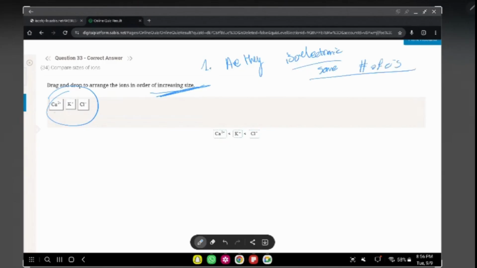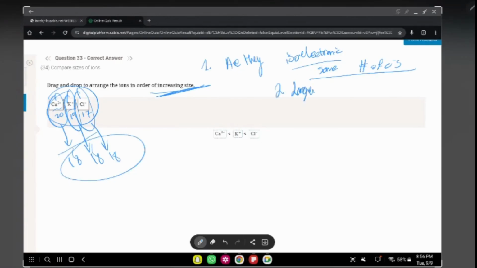Over here, Ca2+ this is 20, this is 19, this is 17. Now, lose 2 becomes what? 18. Lose 1 becomes 18. Gain 1 becomes 18. Are they isoelectronic? Yes, they are. Now, if they're isoelectronic, the second question you say: larger atomic number, therefore smaller atomic radius.